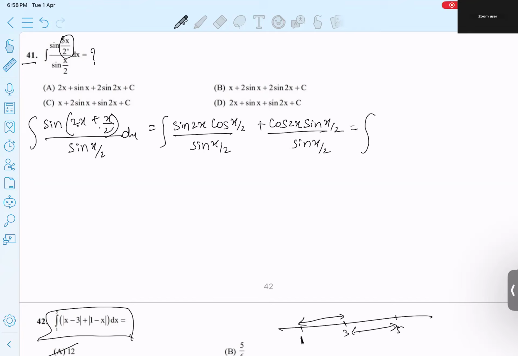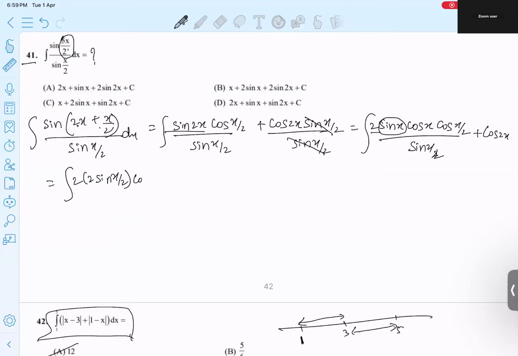Okay, so this gives us sine 2x, which can be split as 2 sine x cos x, into cos x by 2, whole divided by sine x by 2, plus cos 2x. So this will be, keep this 2 as it is, and the half angle formula of sin x will be 2 sin x by 2 cos x by 2, into cos x. Here one more cos x by 2 is there, whole divided by sin x by 2, plus cos 2x.